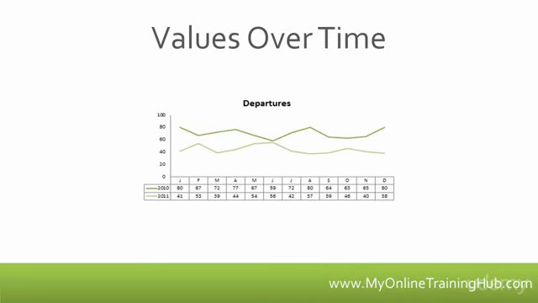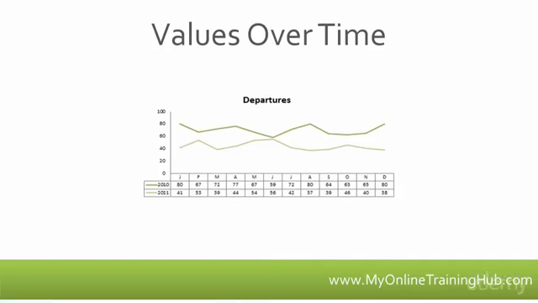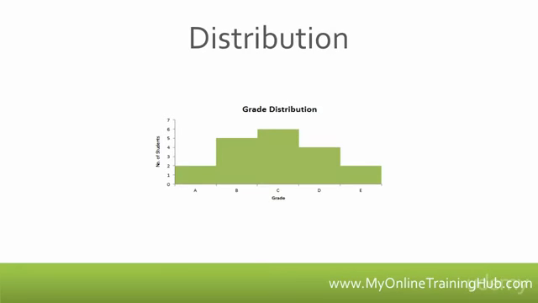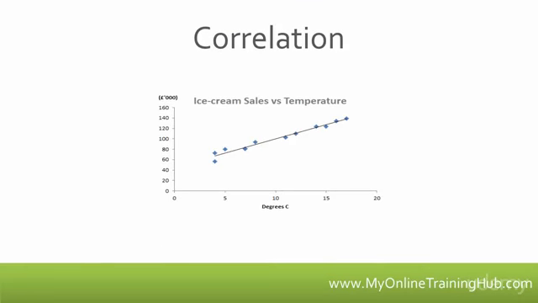Line charts are ideal for displaying the pattern of measures over time. Histograms show the distribution of data grouped into bins or intervals. And detecting relationships between two separate values can be done with a scatter chart, like I've done here with ice cream sales versus temperature. As the temperature goes up, so too do the ice cream sales.